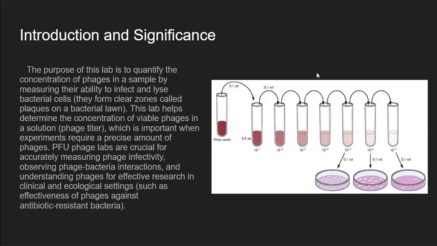Introduction and Significance. The purpose of this lab is to quantify the concentration of phages in a sample by measuring their ability to infect and lyse bacterial cells. They form clear zones called plaques on a bacterial lawn. This lab helps determine the concentration of viable phages in a solution, phage titer, which is important when experiments require a precise amount of phages.